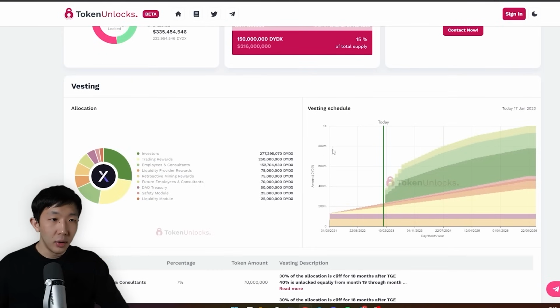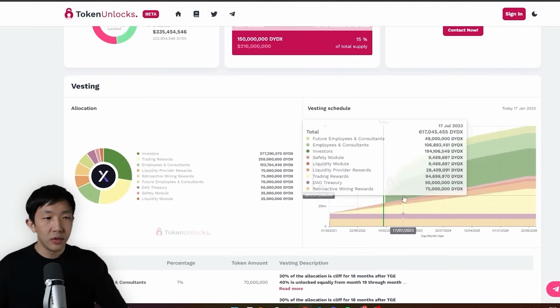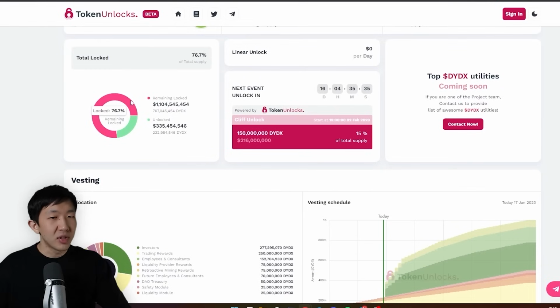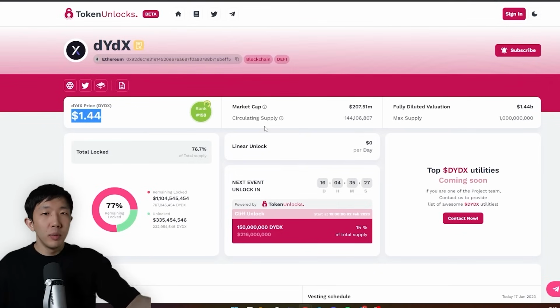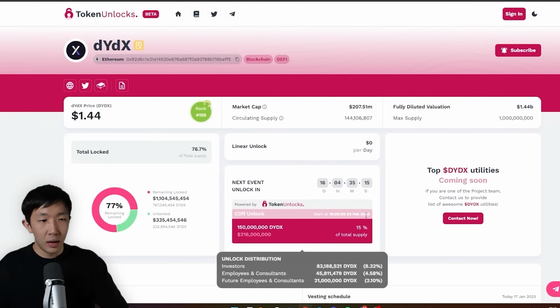And down here, you can see the vesting schedule, which shows you time by time how many tokens are distributed to all the investors. Now for DYDX, 77% of the tokens still being locked is kind of a bad thing, because as you buy the token at this price, for example, over a period of time, more tokens will be unlocked by early investors and they can sell these tokens. The next unlock event is in 16 days, happening on February 2nd.